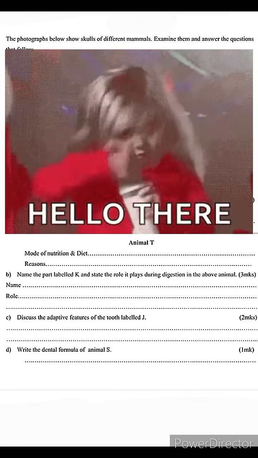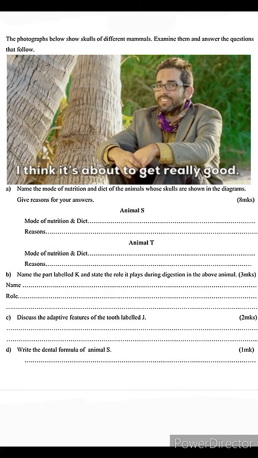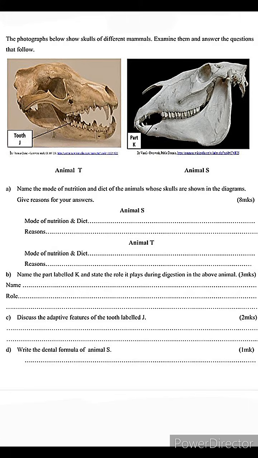Hello and welcome. In our lesson today, we are going to tackle practical questions, paper 3 questions on nutrition. So stay tuned. Our first question, the photographs below show skulls of different mammals. Examine them and answer the questions that follow.